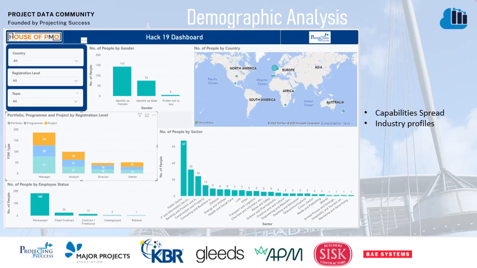There are 3 filters that can be applied to the dashboard. These filters include country, registration level, and team. Looking at the visuals, we have a gender demographics graph, a map image, the number of people by employee status, permanent, fixed contract, etc., number of employees by sector. We suggest that this is improved by grouping sectors. Additionally, we have the number of people per registration level that are within the different P3M categories, portfolio, program, and project.